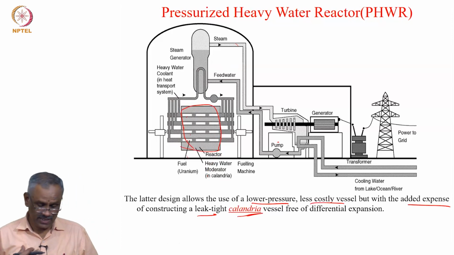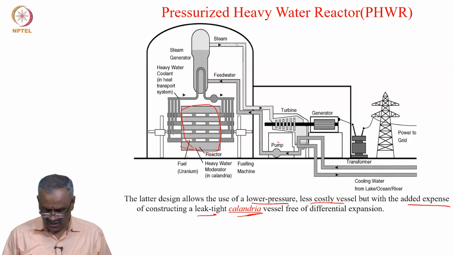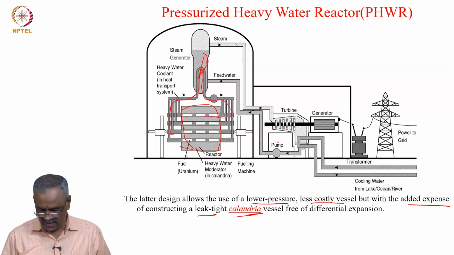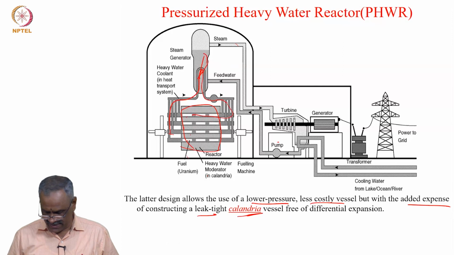What is the meaning of differential expansion? When you absorb heat and release heat, the high temperature D2O goes into this, and then when it releases heat, it becomes cooler and goes back. Therefore, thermal expansion is possible here, so this calandria should be airtight and leak tight.